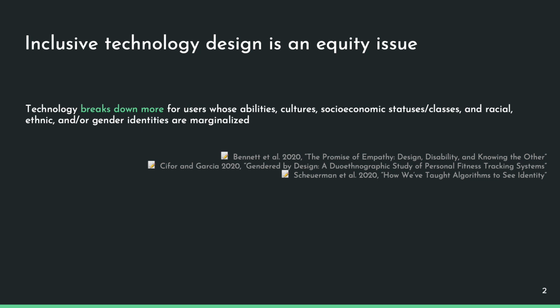So to start off, I'd argue that inclusively designed technology isn't just a matter of convenience and comfort. It's actually an issue of just and equitable access to information and resources, given how much we use and rely on technology nowadays. We know from prior work that technology often fails users from marginalized groups more often, such as those who have different abilities, cultures, classes, races, ethnicities, or genders from those that are systemically privileged in technological contexts.